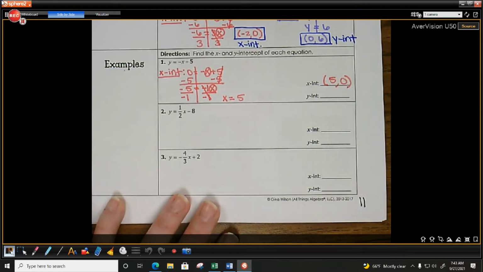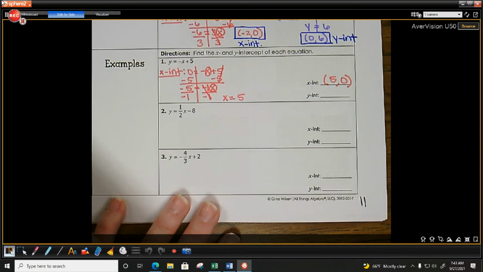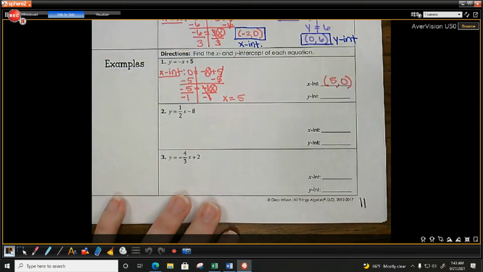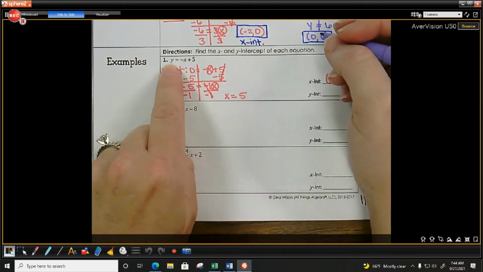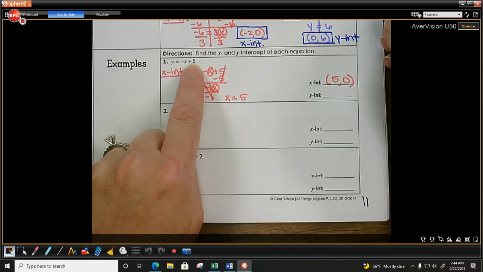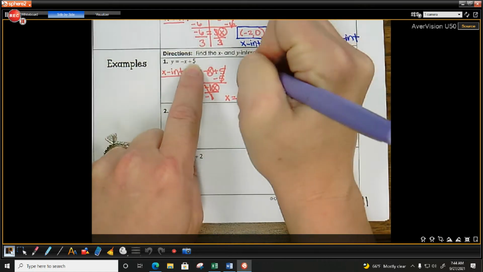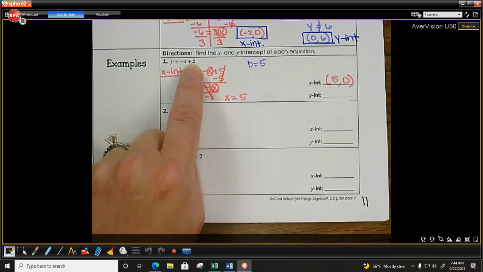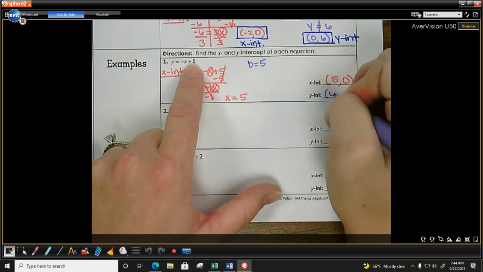5, 0. Now, guys, to save a little bit of time, if we are in slope-intercept form, y equals mx plus b, what's my b? B is 5. So if my b is 5, what's your y-intercept? 5. But we write our y-intercept as a point. 0, 5.